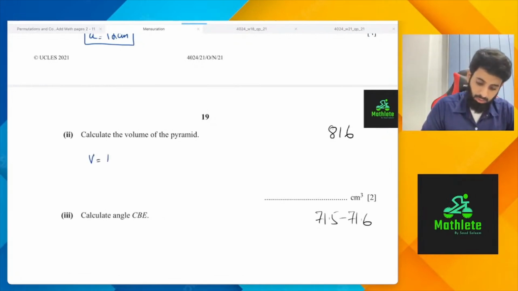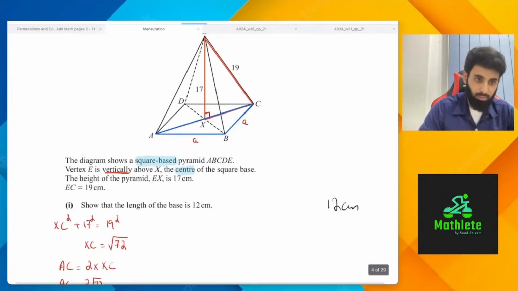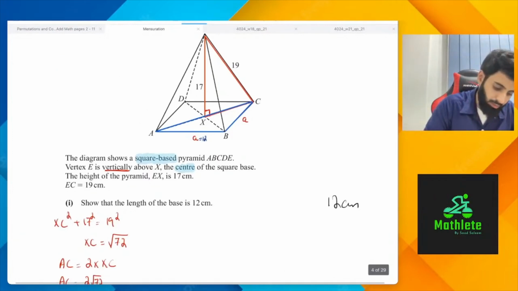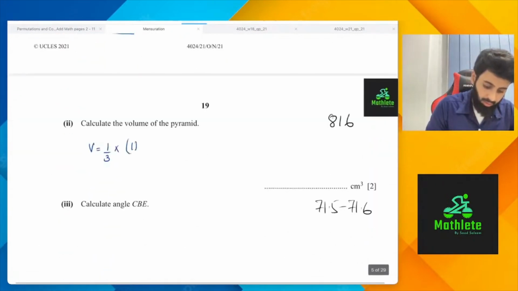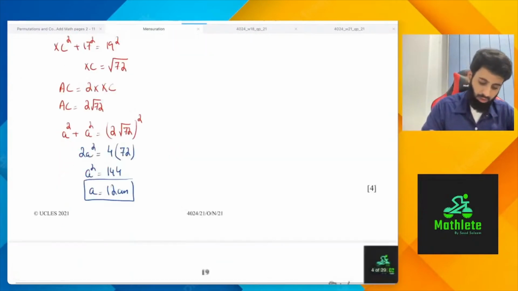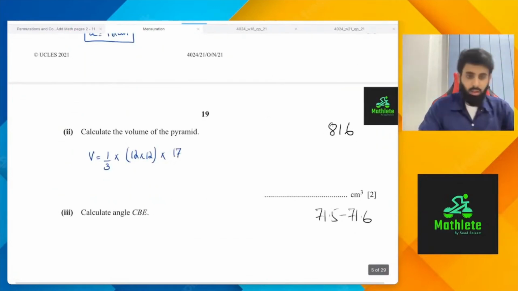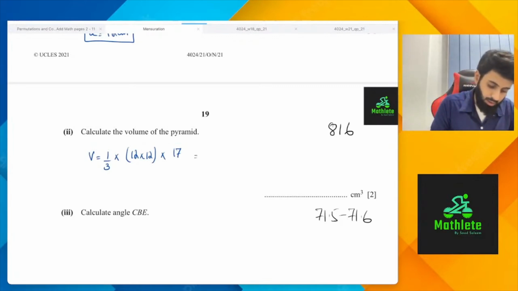So volume is equal to 1/3 times the base area. Now we know what the base area is, since this is 12 and this is 12. So 12 times 12, times the height, which was already given to us, is 17. Let's work this out. 12 into 12 is 144, divided by 3, into 17. So we have 816 centimeter cube.